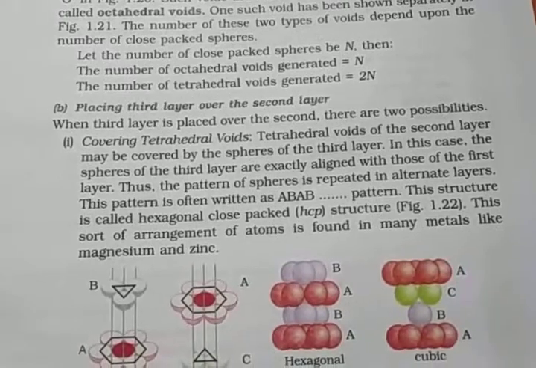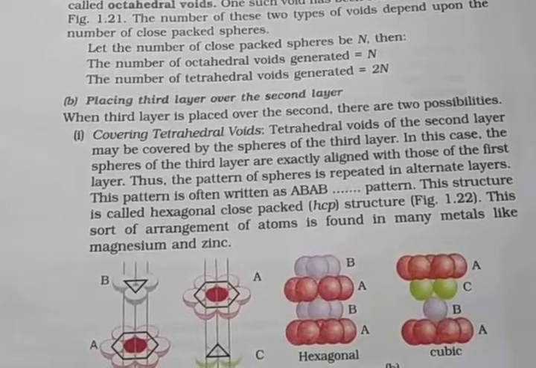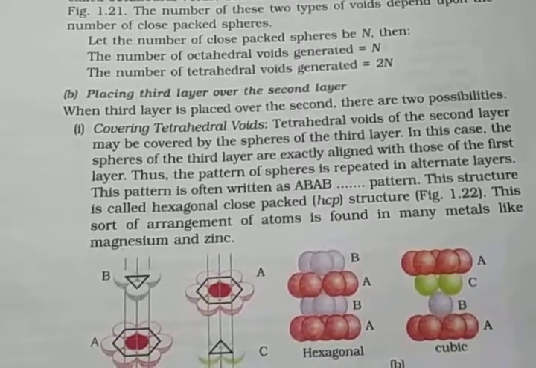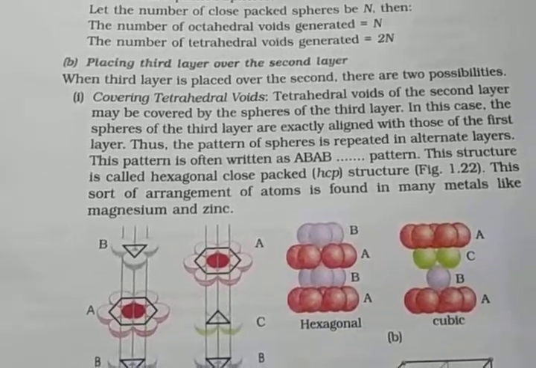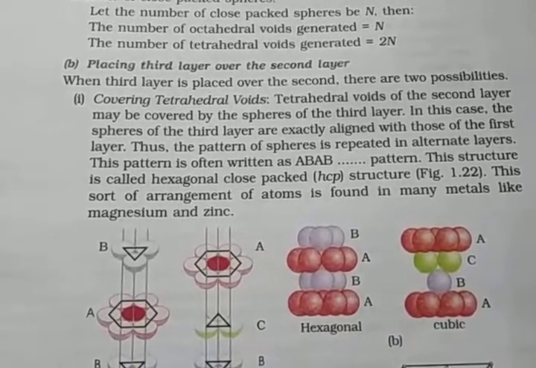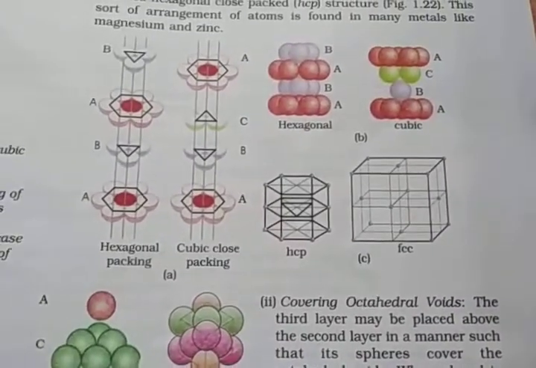Then next, we are placing the third layer over the second layer. So the third layer is placed over the second layer. So there are 2 possibilities. First is covering tetrahedral voids and second one is covering octahedral voids.